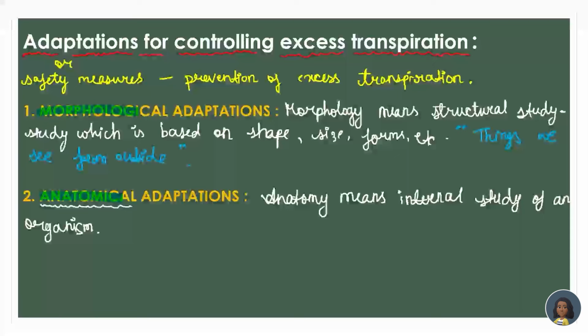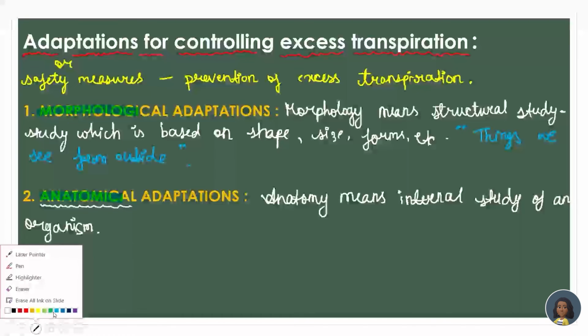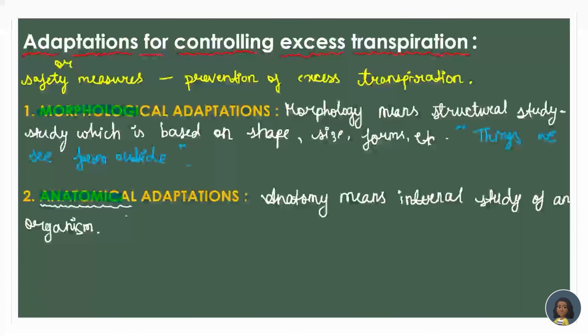We have to read the book for that, and we have to keep in our mind that this is a plant, this is going to contain xylem and phloem, this is going to contain parenchyma cells, meristematic tissues. All these things are going to be present in plants. So these things cannot be seen from outside. That's the basic difference between anatomy and morphology.